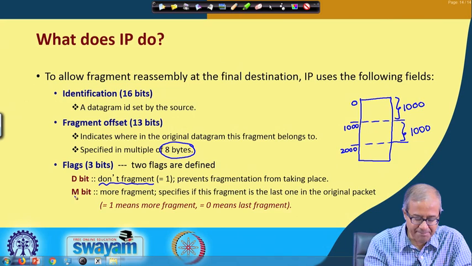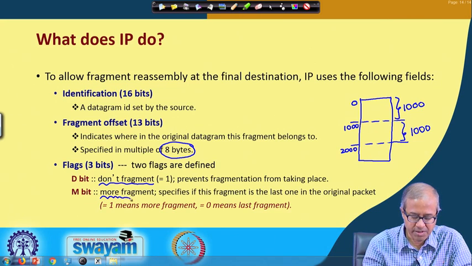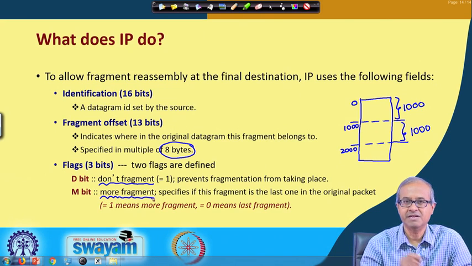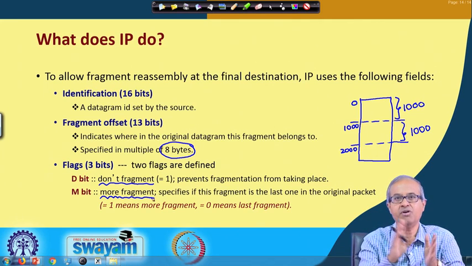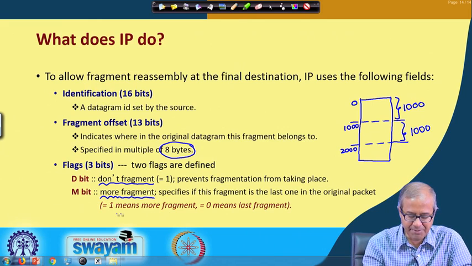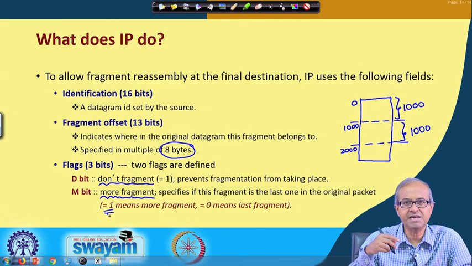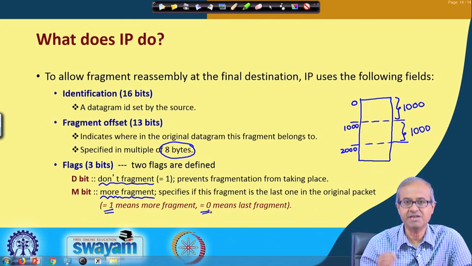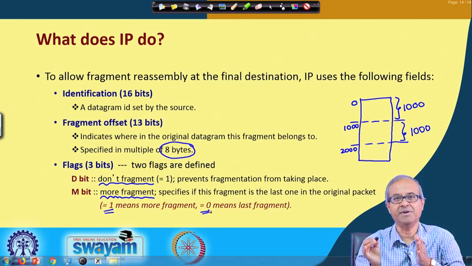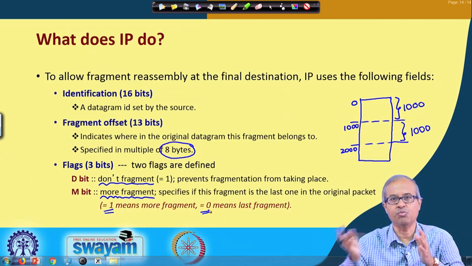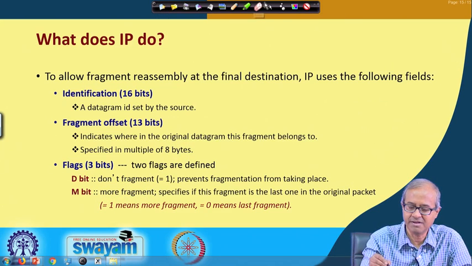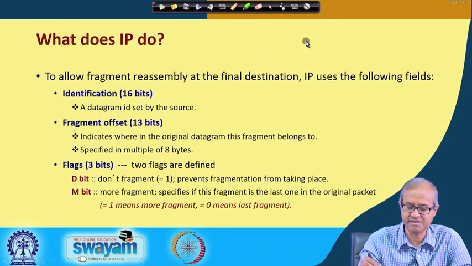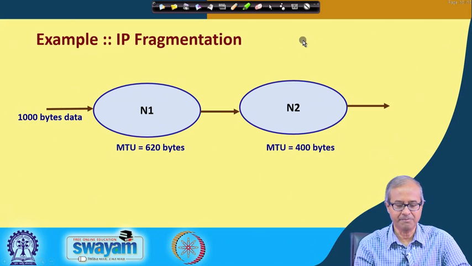And the other flag is M, which stands for more fragments. This identifies whether the current fragment is the last fragment in the chain or not. If M equals 1, it means there are more fragments coming after this, but if it is 0, it means that this is the last fragment of the original packet. There are no more after this. So, these fields are used for IP fragmentation and reassembly.